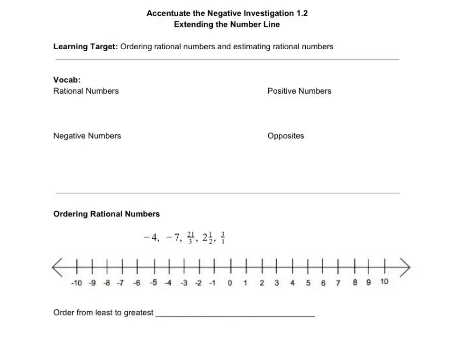This is your video for Accentuate the Negative Investigation 1.2, where we are extending the number line. Our learning target for this lesson will be two different items: ordering rational numbers and estimating rational numbers. There are four vocab words for this section: rational numbers, positive numbers, negative numbers, and opposites.